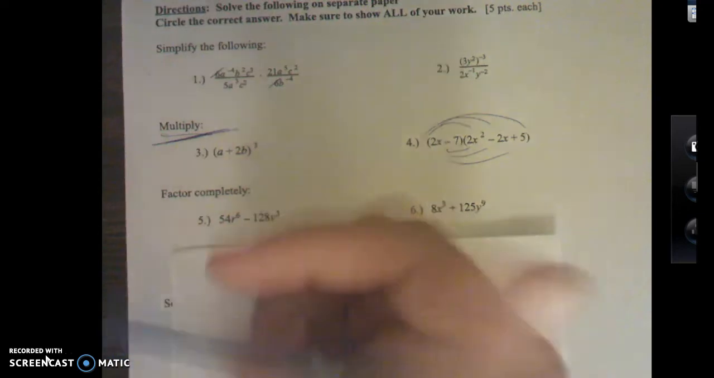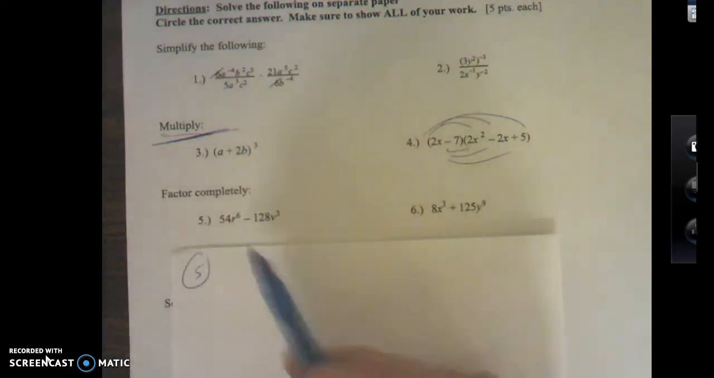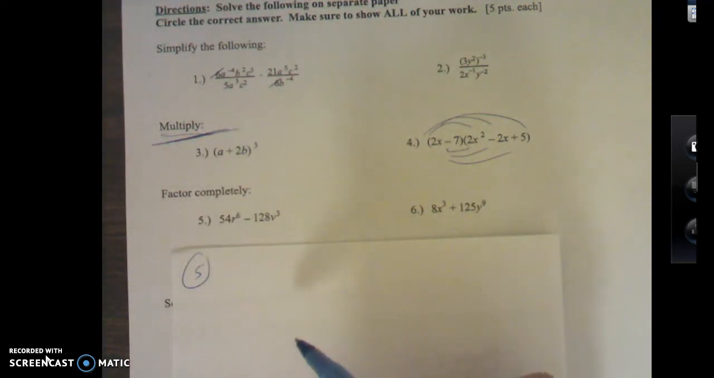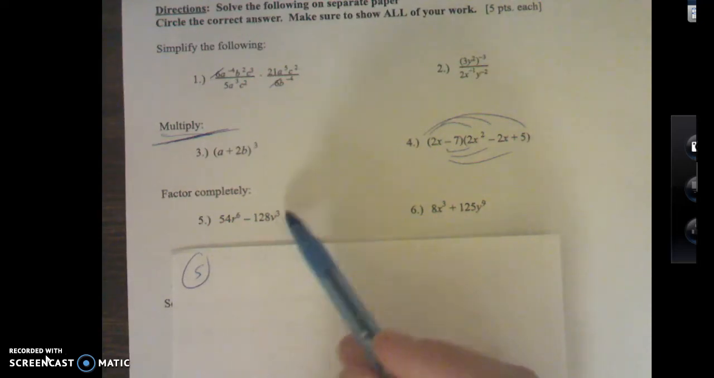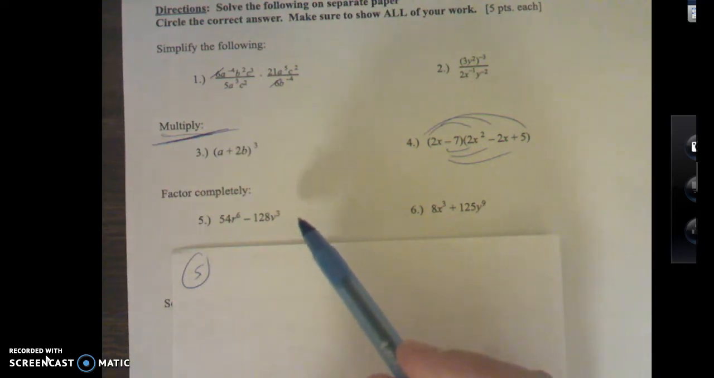Now, number 5. Okay, we'll keep going for a little bit longer here. Look for a GCF first. This is definitely a more difficult problem. Alright? Now, what tips this one off? Well, I see something cubed, so I know I'm going to use my sum and difference of cubes formula, which, again, will be provided for you.